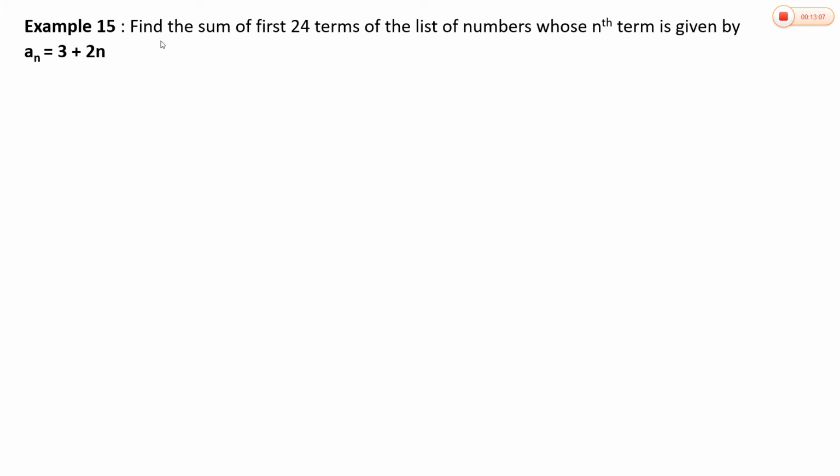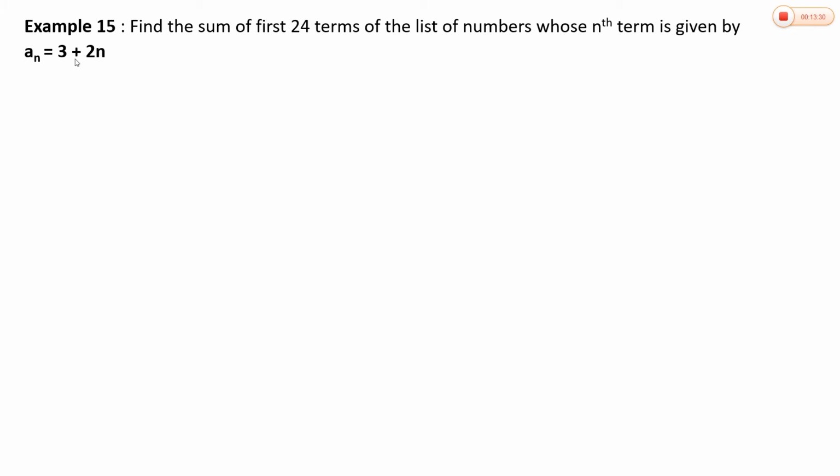Next problem is: find the sum of first 24 terms of the list of numbers whose nth term is given by an is equal to 3 plus 2n. Find the sum of first 24 terms. And here the nth term is defined as an is equal to 3 plus 2n.